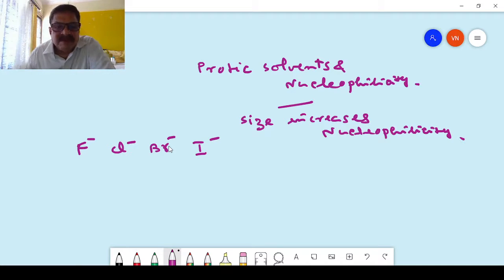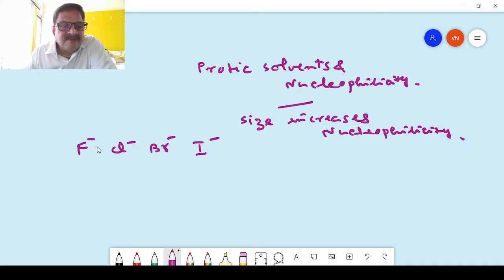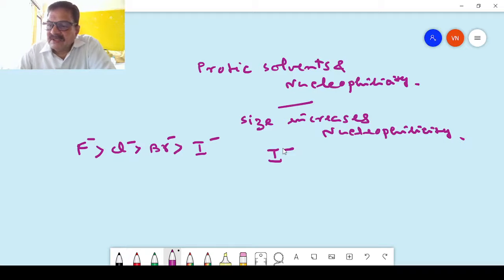So the trend will be, fluoride is the increasing nucleophilicity. This is the trend here, increasing nucleophilicity. So iodide anion is a very weak base here, but it is a very strong nucleophile in a polar protic solvent. Important point: iodide anion in a polar protic solvent.